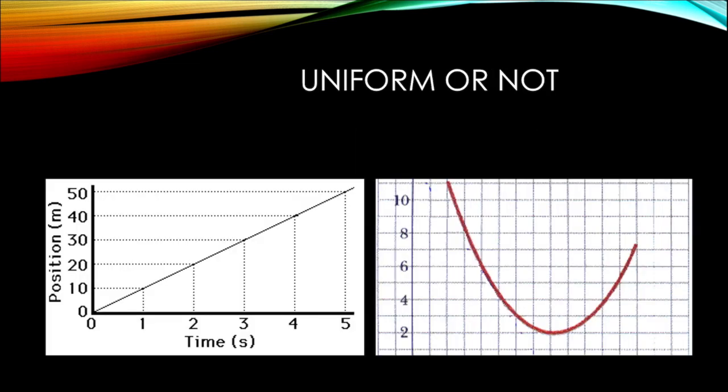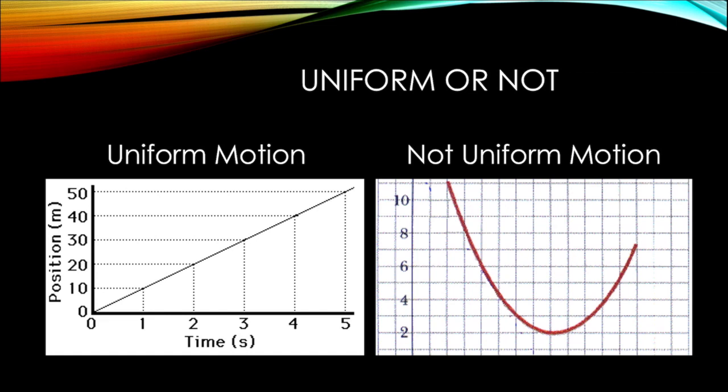Here we have two examples of position time graphs. In our first graph, the data is a straight line. This indicates that this is uniform motion because the slope is not changing as we increase in time, so the velocity is staying the same. In our second graph, the slope is changing as we move forward in time. This means the velocity is changing, and therefore this is not a uniform motion graph.